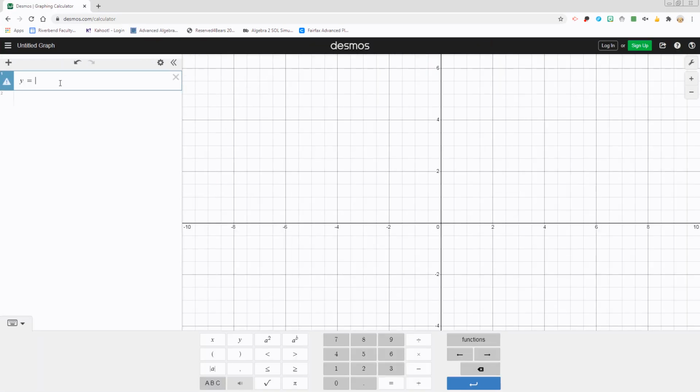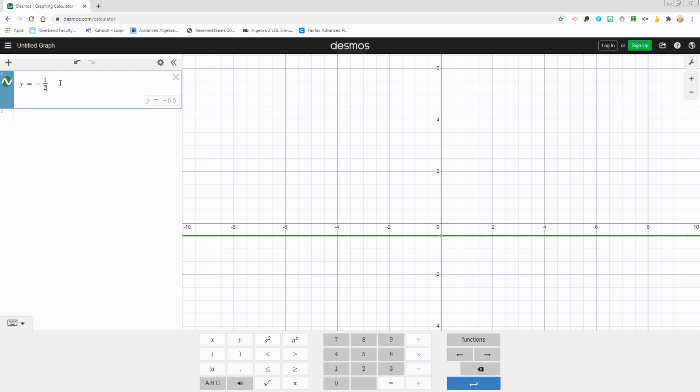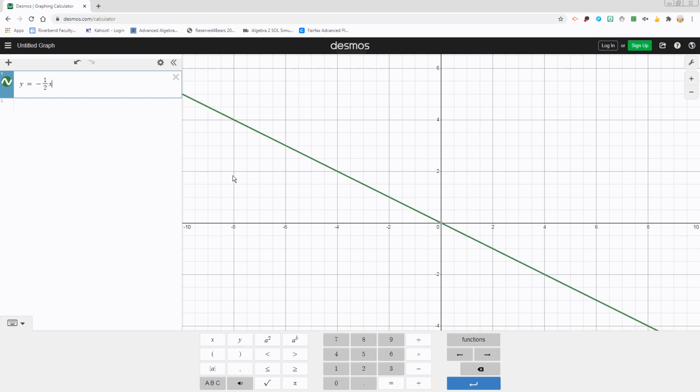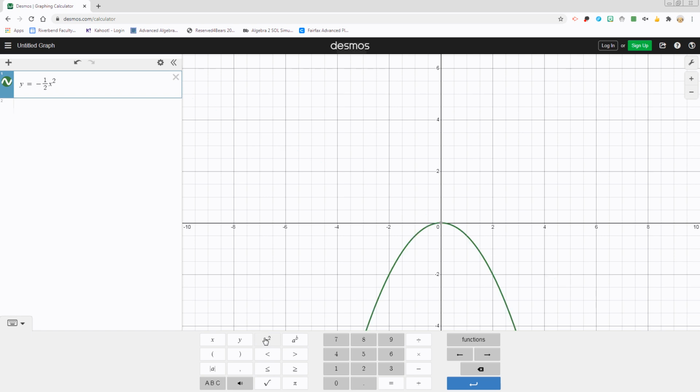So y equals negative 1/2. How did I get that to be a fraction? I literally just used the division symbol right here, or the backslash on your keyboard will work. And then x squared, so you can either put x and then hit this button right here, and it'll square it. Okay, minus 2x minus 4. So there's a picture of our graph right there in green.